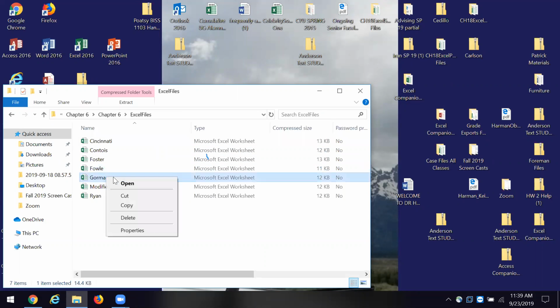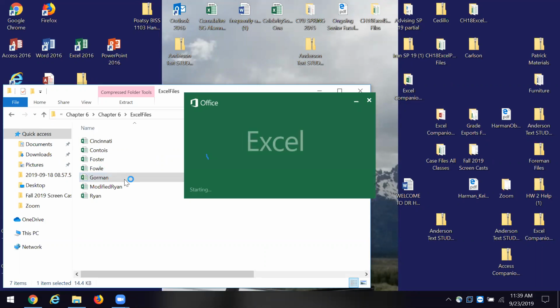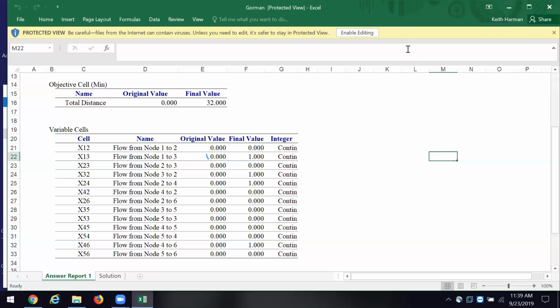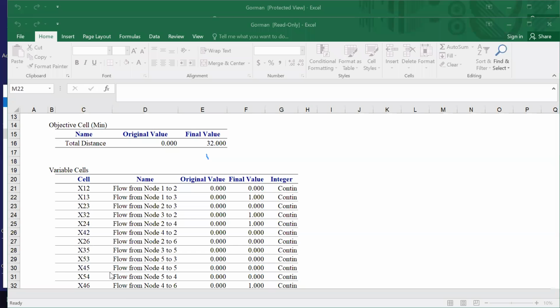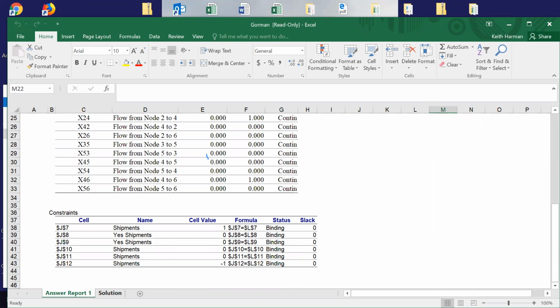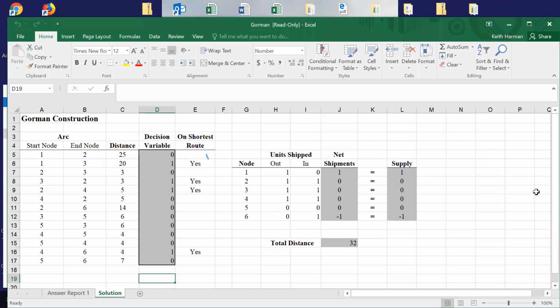And here's Gorman. I ask you to change some of these variables. We're trying to find the shortest route. Notice we have some Boolean language in here, and let's look at it for just a second.